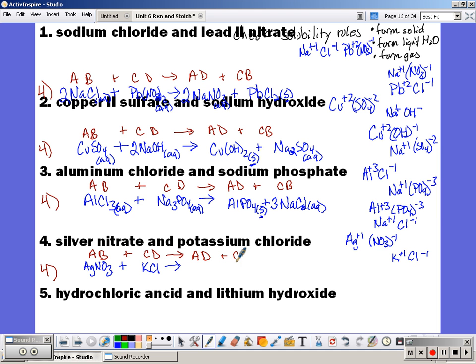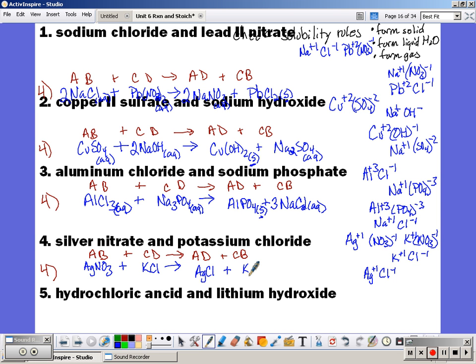A in the problem was silver with a +1 charge. D in the problem was chlorine with a -1 charge. So that would be AgCl. Plus C was potassium, K plus 1, and B was nitrate, NO3, -1. I'd cross my charges and I get KNO3.